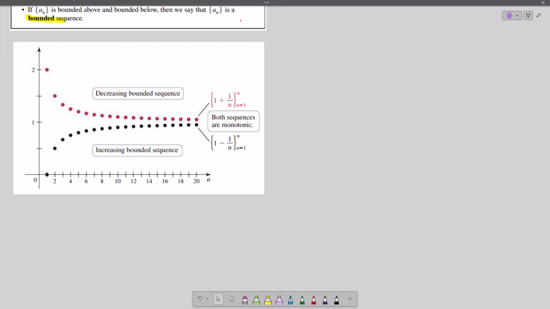Similarly, on this one, 1 would act as an upper bound. This number in here, a sub n, is always a little less than 1. As n gets bigger, you're subtracting a smaller amount from 1, but it is always less than 1, so 1 would act as an upper bound.